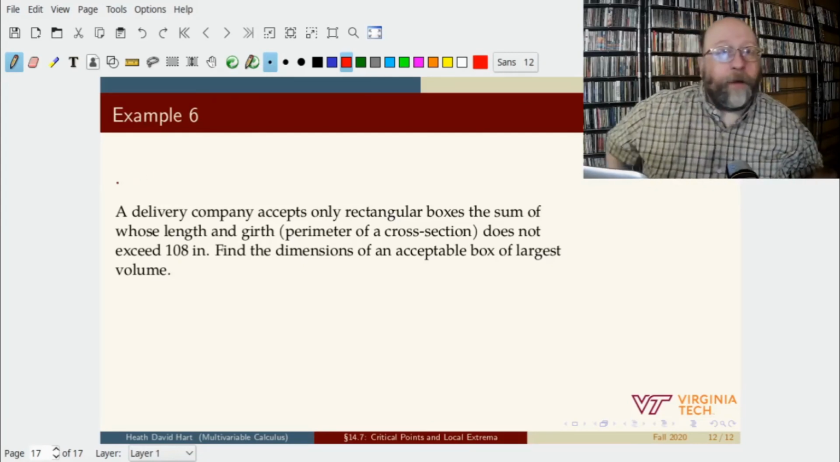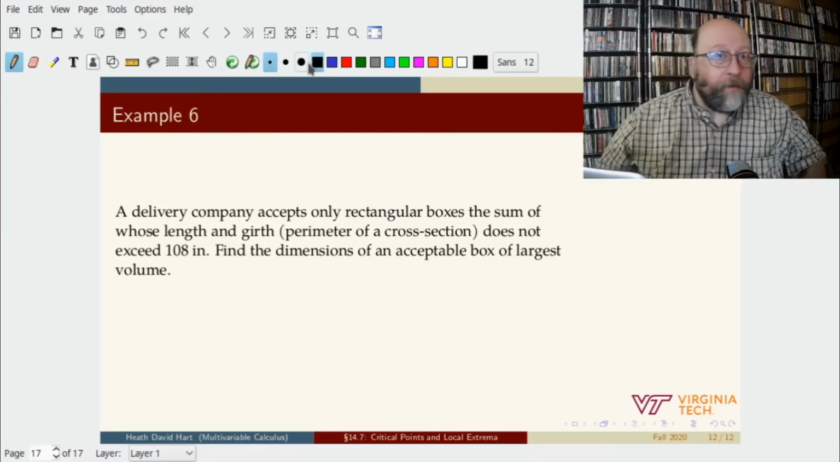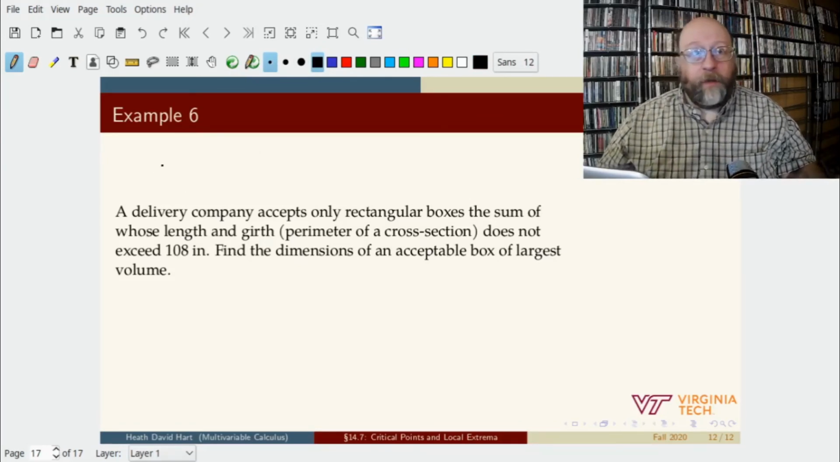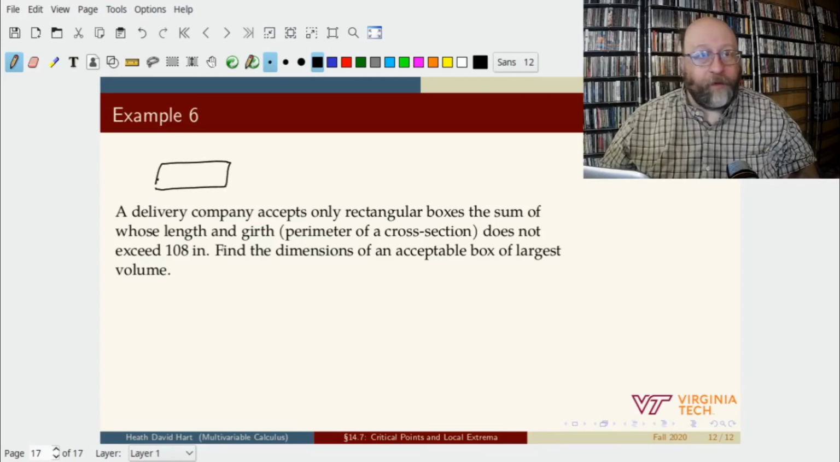All right, example 6. We have a delivery company that accepts only rectangular boxes, the sum of whose length and width. So let's sketch out this rectangular box here.